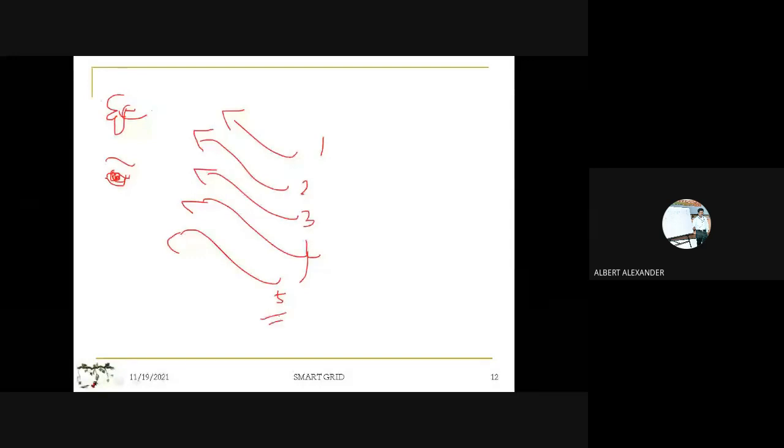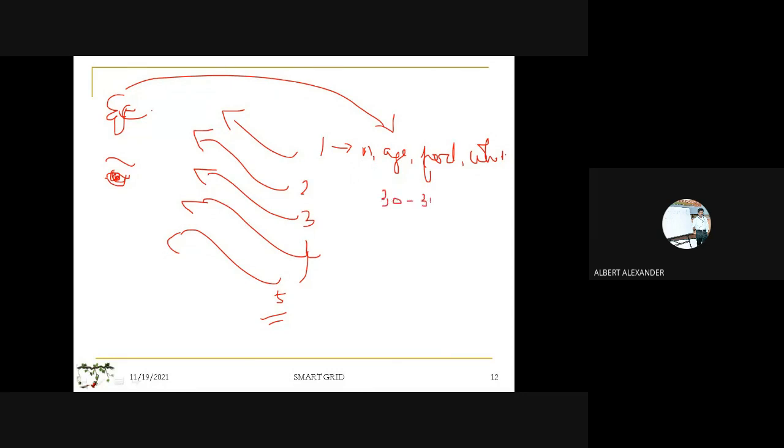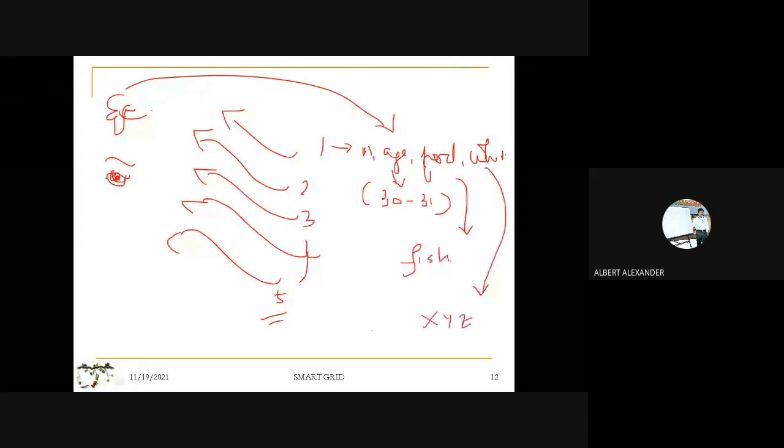If the doctor is maintaining a separate database with what is your name, what is your age, what food you had yesterday, and where you are coming from, then on that particular day or month, with the help of this data sheet, he can understand that the people of age 30 to 31 who had some different fish yesterday evening and who live in the particular place XYZ are affected by this particular disease.